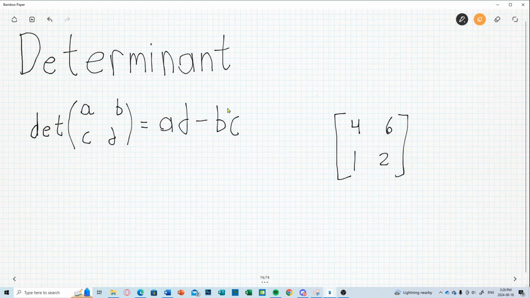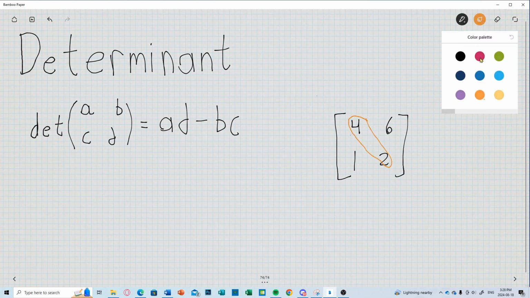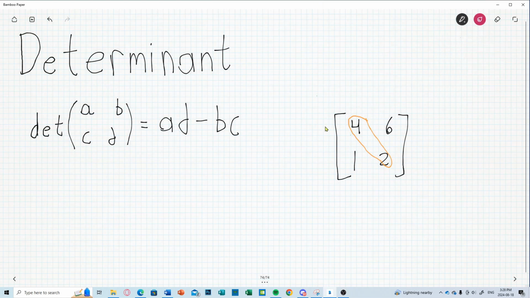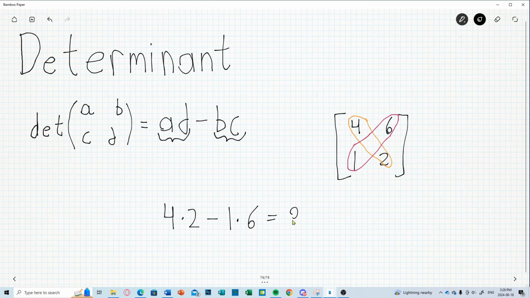So for this little example on the right, what we're going to do is we're going to multiply 4 and 2 together to start, and then we're going to multiply 1 and 6 together. Now what this will do is this will allow us to set it up perfectly as AD minus BC, giving us 4 multiplied by 2 minus 1 multiplied by 6, which gives us 8 minus 6, giving us the determinant of this matrix right here. So the determinant of this matrix is going to be equal to 2.